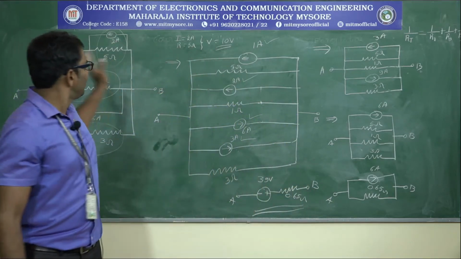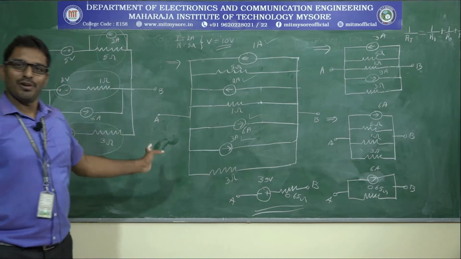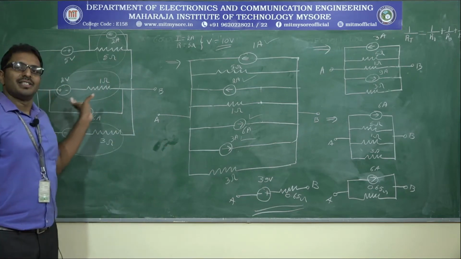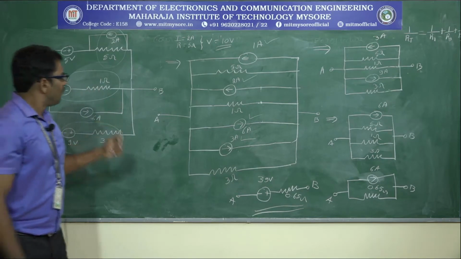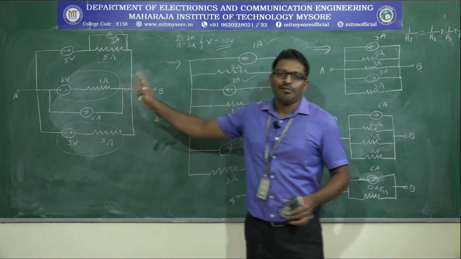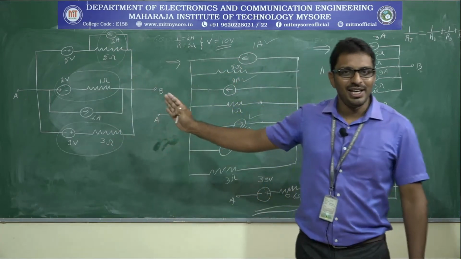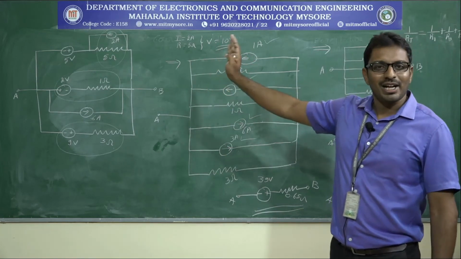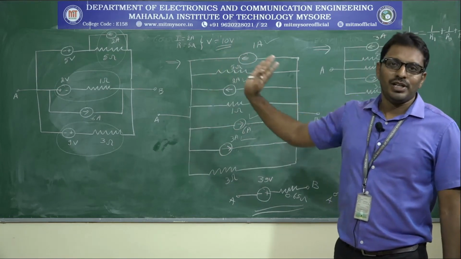I hope all of you understood this problem. So what is the problem? Find the equivalent circuit, the simplest equivalent circuit between the terminal A and B for the circuit shown in the figure. In the circuit you can see the many combinations of practical current source and voltage source.